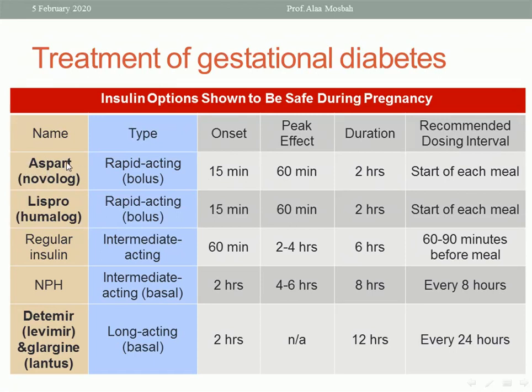What about the other half? Long-acting insulin like Detemir, Levemir, or Glargine, what's called Lantus. Its onset starts after 2 hours, while the duration of action is more than 12 hours. It is given as 1 dose every 24 hours. Other types of insulin here are regular insulin and NPH, an intermediate acting insulin.